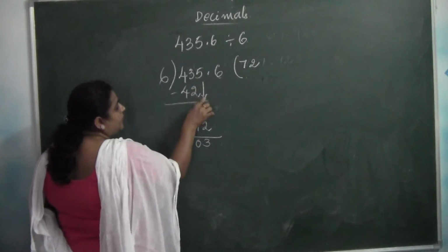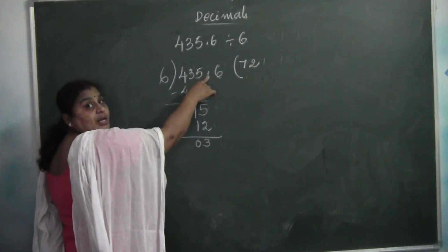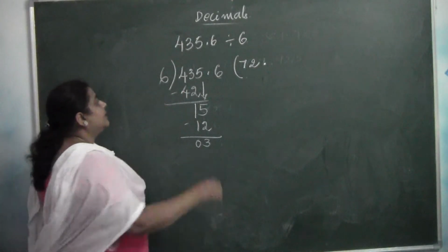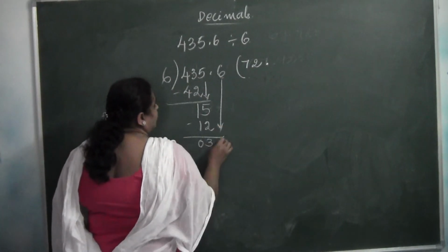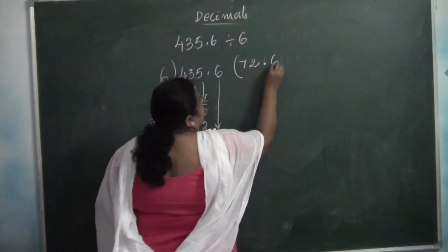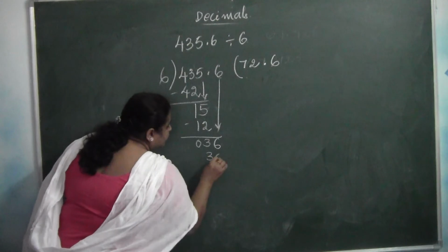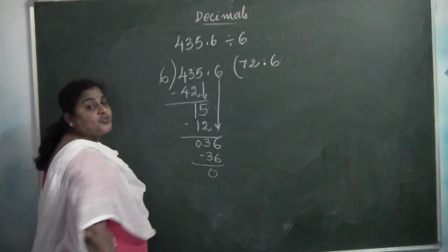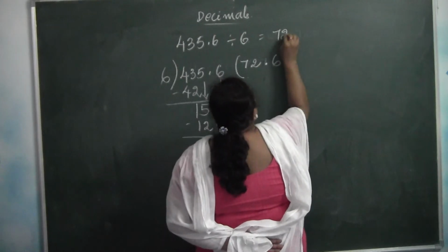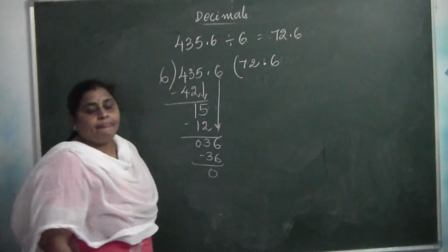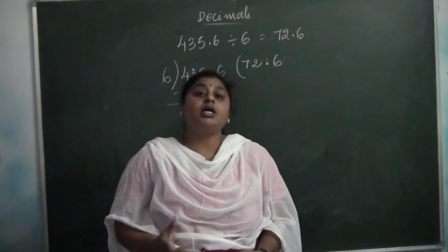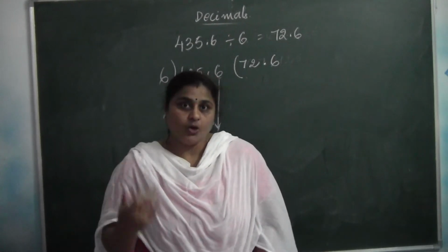Now after dropping 5 down, we have a decimal point. So place a decimal point in the quotient, then drop 6 down. 36. 36 in 6, 6 times. 6 6s are 36. So your remainder is 0. So what is our answer? 72.6. So this is how you are dividing a decimal number with a whole number.